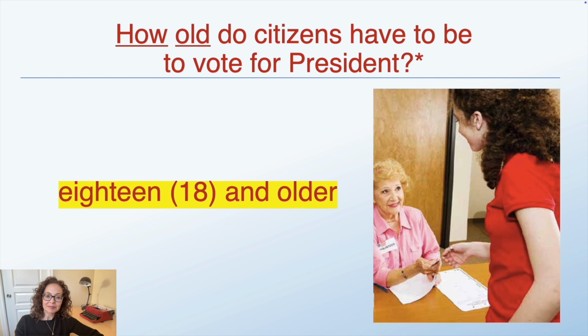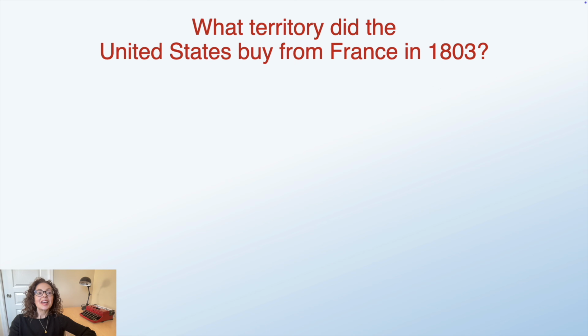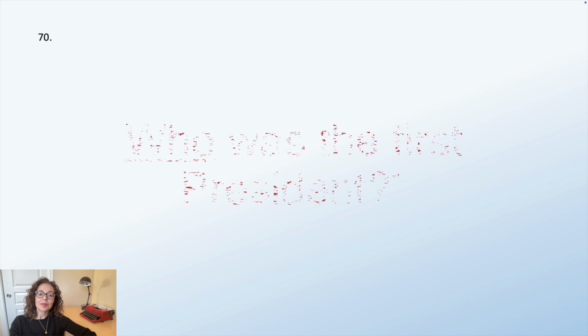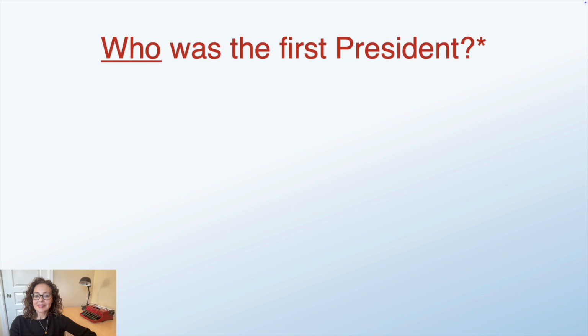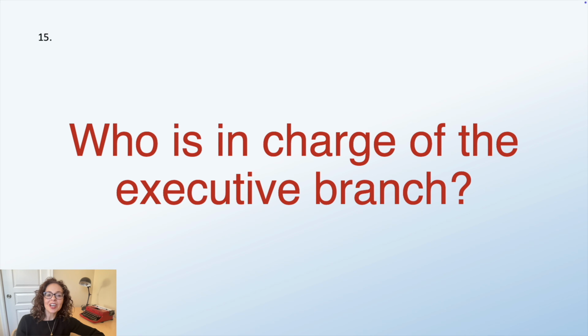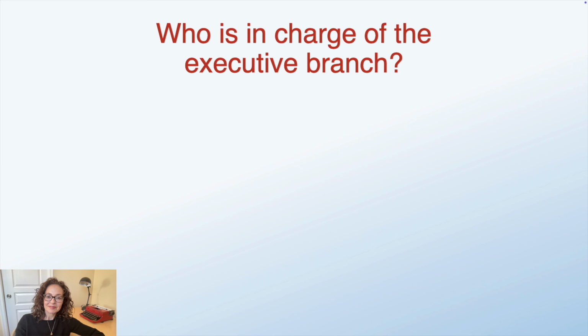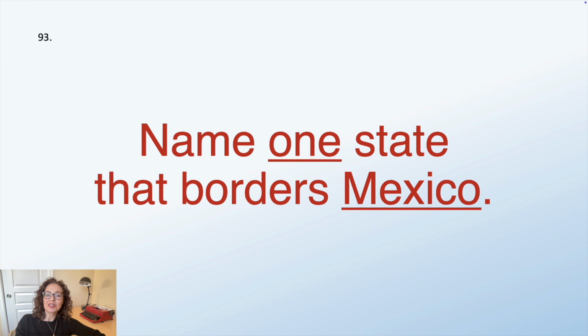How old do citizens have to be to vote for president? 18 and older. What territory did the United States buy from France in 1803? Louisiana. Who was the first president? First president was George Washington. Who is in charge of the executive branch? The president.